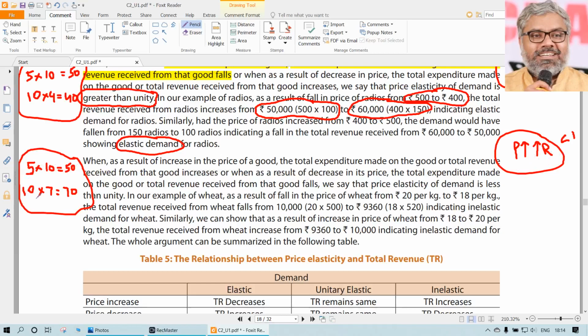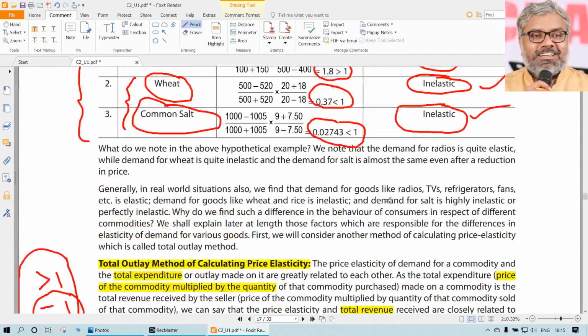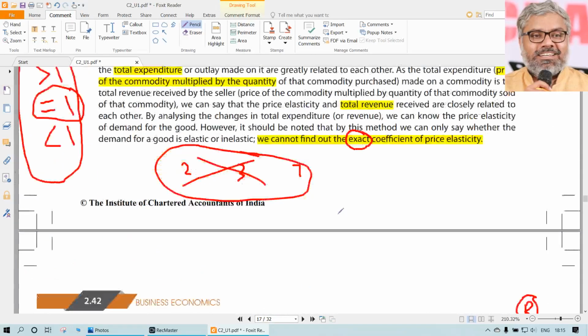Price increased from 5 to 10 rupees. Total revenue increased from 50 rupees to 70 rupees. That means that product has relatively less elasticity. Okay. Same thing you can apply to the wheat example. In the earlier scenario, we already have this example, the numbers you already have, you just need to substitute them. So in the wheat example, what was the situation?